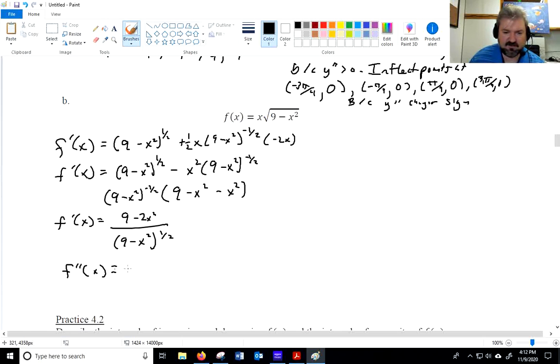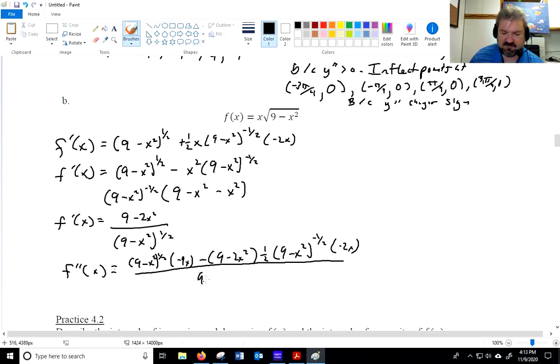So it'll be low d high minus high d low. So that's going to be a 1/2 (9 minus x squared) to the negative 1/2 times negative 2x, all over low low, which is actually just 9 minus x squared now.